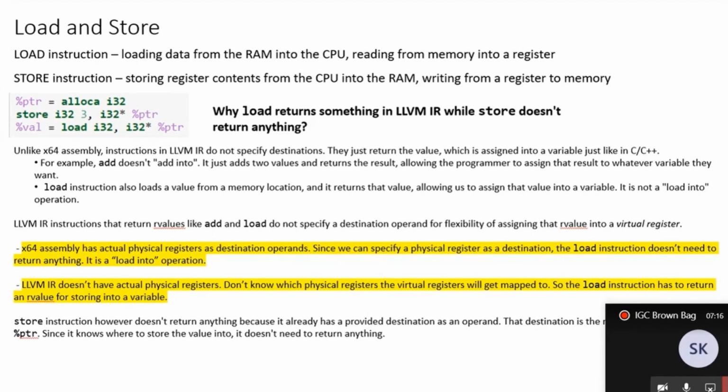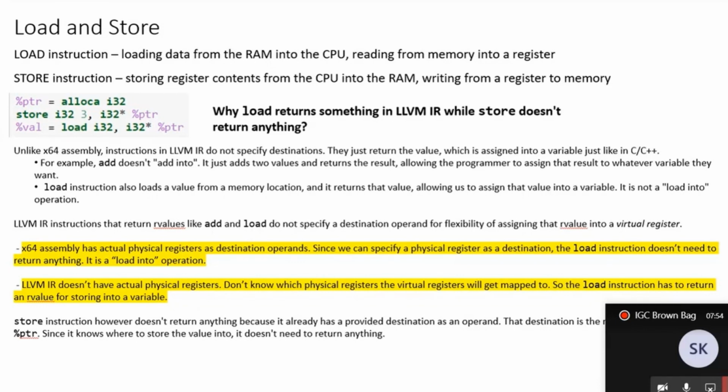It is not a load into operation. So LLVM intermediate representation instructions values like add and load do not specify a destination operand, for the flexibility of assigning that R value into a virtual register. Now, why is that? It is because, unlike in x64 assembly, which has actual physical registers, LLVM intermediate representation does not have actual registers, so it cannot specify a destination operand because the destination doesn't exist.